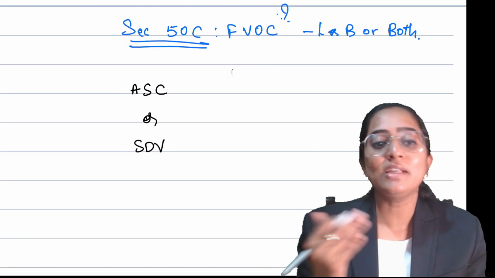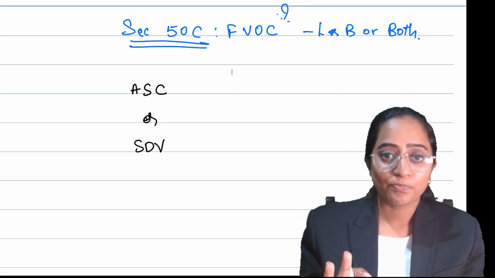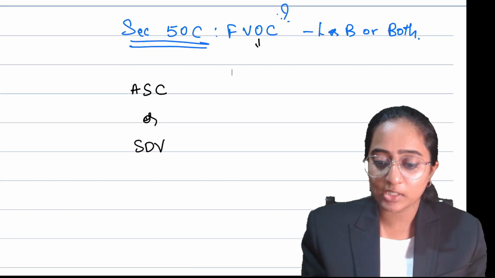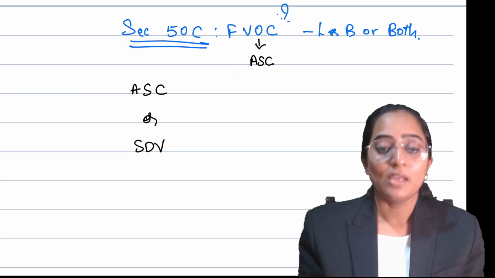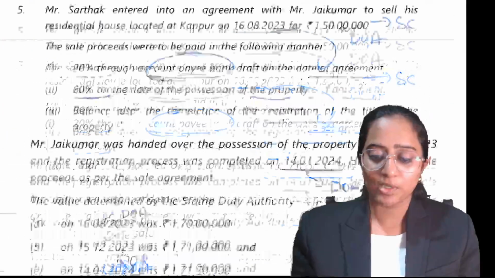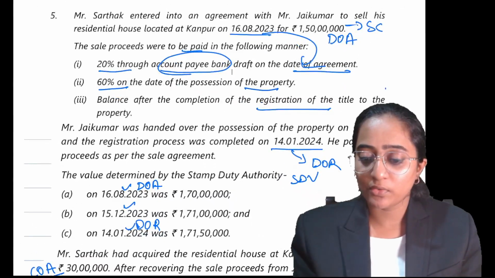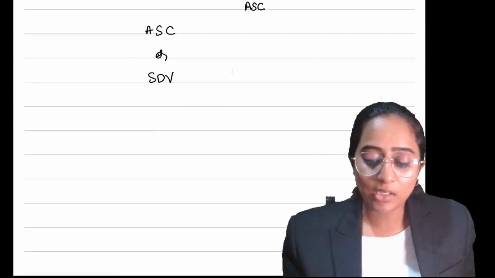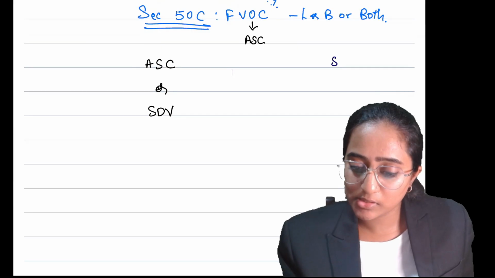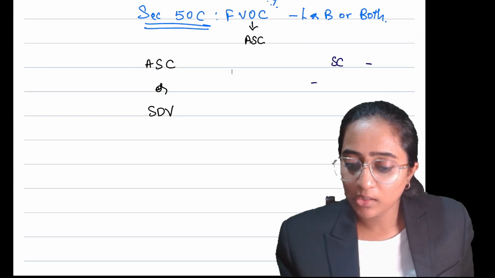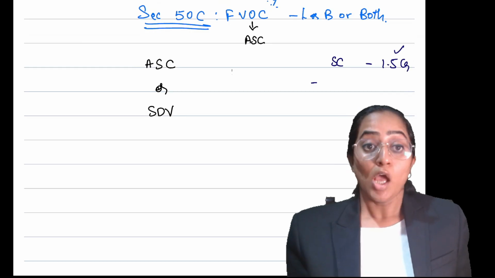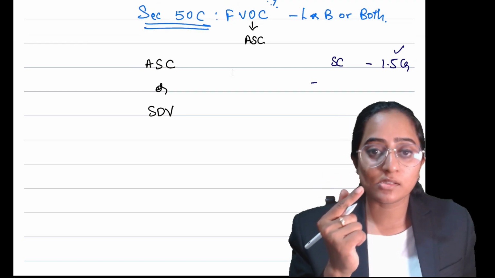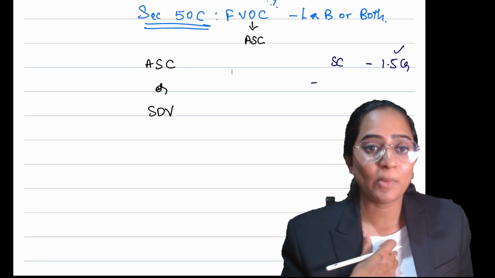Stamp duty value as on the date provided. You're going to consider your full value of consideration as your actual sale consideration. In my question, what is my actual sale consideration, people? Think, okay. What is my actual sale consideration over here? 1 crore 50 lakh. I'm going to take this as my sale consideration in my computation, that is, I'm going to consider my sale consideration as 1.5 crores here, provided my actual sale consideration is up to 110% of my stamp duty value.